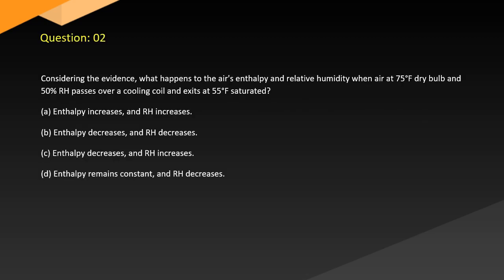Question 2. Considering the evidence, what happens to the air's enthalpy and relative humidity when air at 75 degrees dry bulb and 50% RH passes over a cooling coil and exits at 55 degrees saturated? A. Enthalpy increases and RH increases. B. Enthalpy decreases and RH decreases. C. Enthalpy decreases and RH increases. D. Enthalpy remains constant and RH decreases.